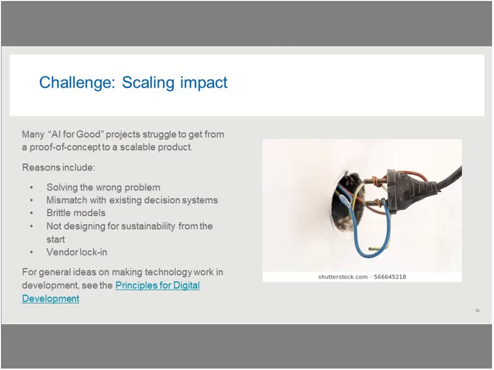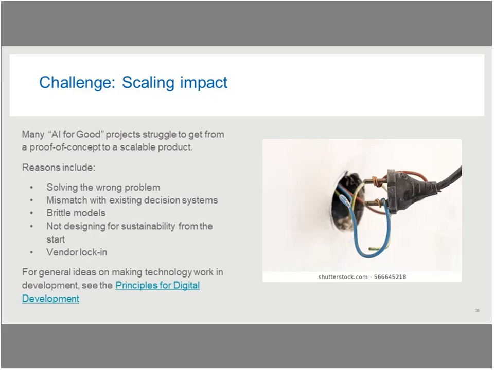The next thing that can happen is that you'll get mismatch with existing decision systems. So if you're designing a system to support human decision makers, you need to understand how they currently work. So you need to know what information sources they rely on, you need to know how quickly they need to make decisions, and you need to know how much power and autonomy they actually have. Because if you make recommendations that no one can implement, then you're not actually helping.